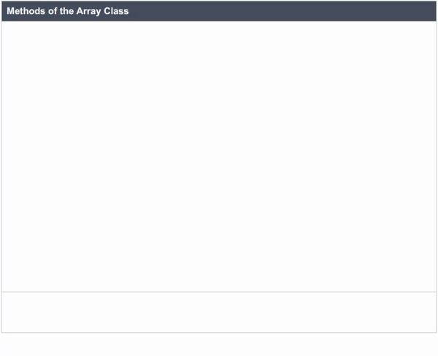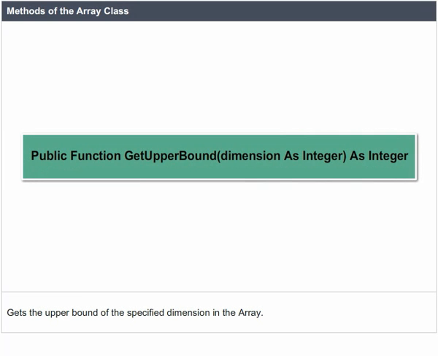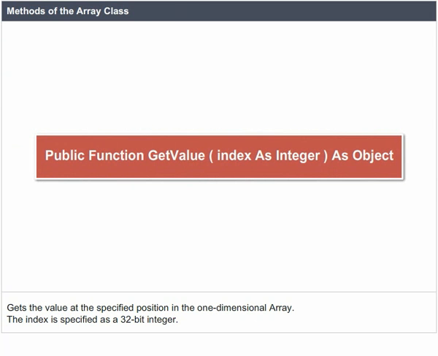Methods of the array class. Gets the upper bound of the specified dimension in the array. Gets a value at the specified position in the one-dimensional array. The index is specified as a 32-bit integer.